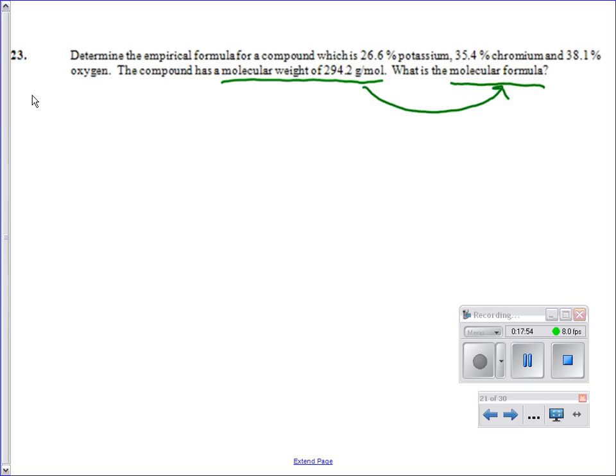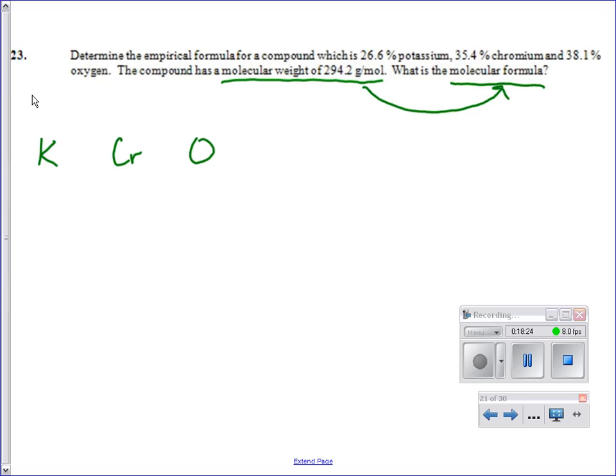Again, I'm a big table freak. So I'm going to start with potassium, and then I'm going to go chromium. Word to the wise, don't be rearranging these things. It seems like every year there's one person who decides they don't like the order that the problem lists those percents in, and they start changing them up just because they feel better. Leave them in the order they give them to you in the problem, no matter what, because that's the order they're going to be in the compound.